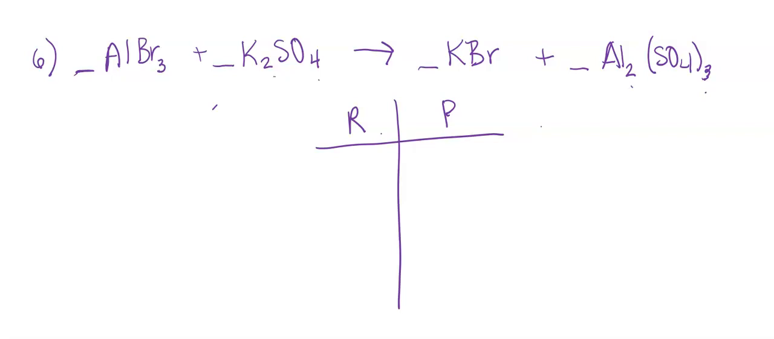All right, so let's take a look at the possible atoms. On the reactant side, I have aluminum, and I have 1. Bromine, I have 3. Potassium, I have 2. And then we have an SO4.